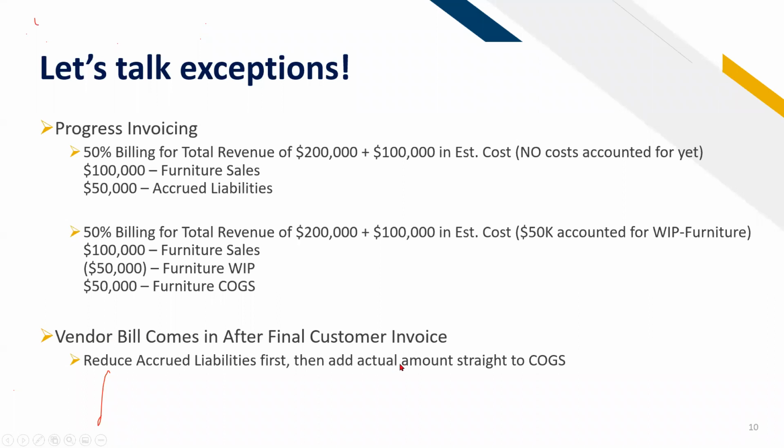The vendor bill comes in after the final invoice. It just, again, is going to reduce the accrued liabilities first, then add the actual amount straight to your cost of goods sold account. So again, just to make it as simple as possible, we're just accounting for unbilled costs.